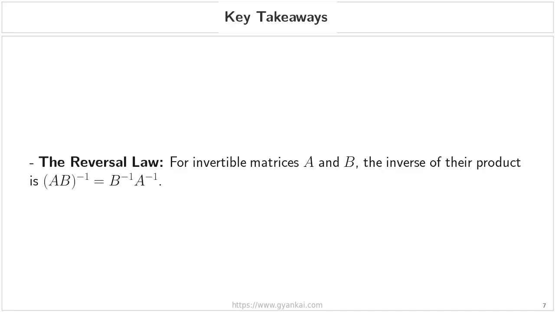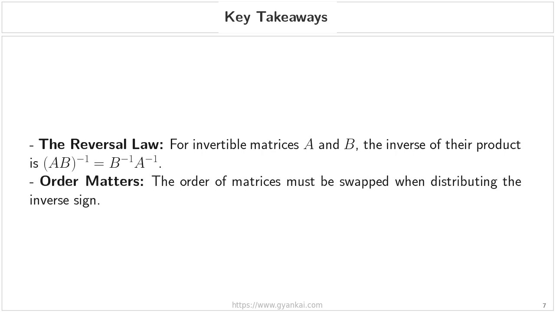Key takeaways. To wrap up our lesson, let's go over the key takeaways to ensure you have a solid grasp of this concept. First, let's reiterate the reversal law. For any two invertible matrices, A and B, the inverse of their product, expressed as the inverse of AB, is equal to the inverse of B multiplied by the inverse of A. As we emphasized in our discussion on common mistakes and through our socks and shoes analogy, the order of operations is critical. You must remember to swap the order of the matrices whenever you distribute the inverse sign across a product.